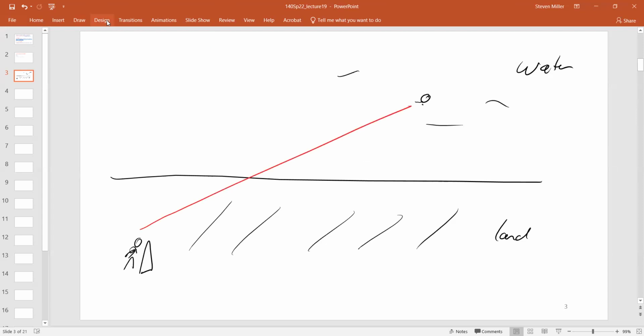Can anybody think of another path? We will assume that there is no current. So go straight up like this, and then go like that. Go like this. Yes. Right, so there are a lot of implicit assumptions.